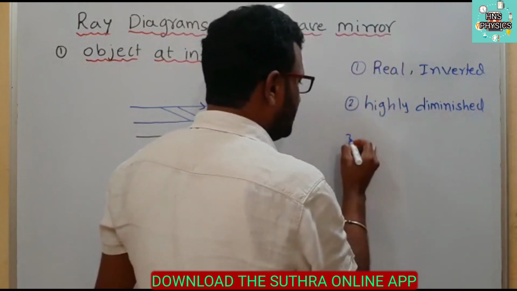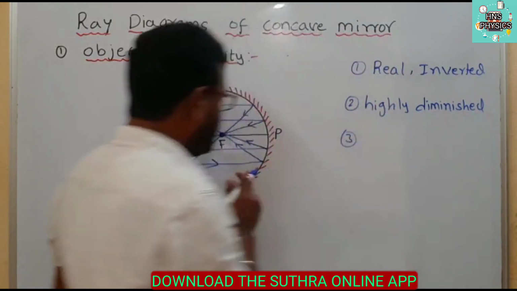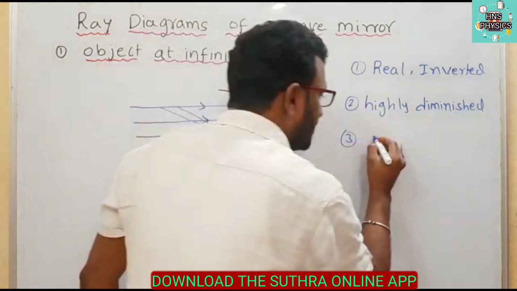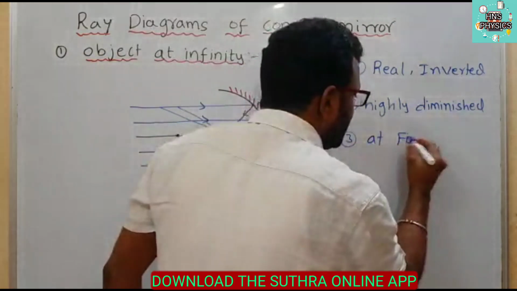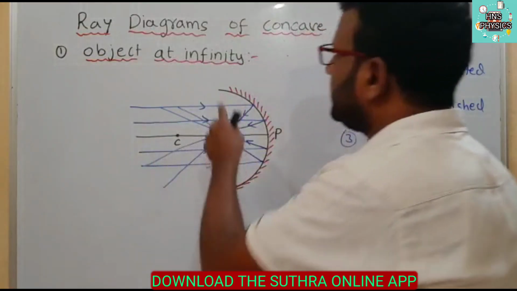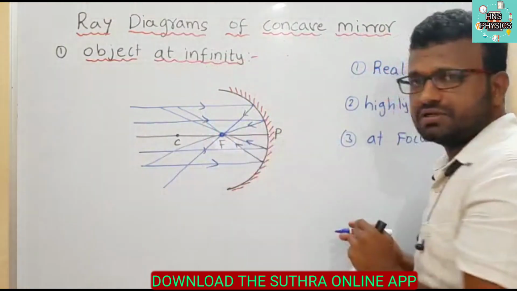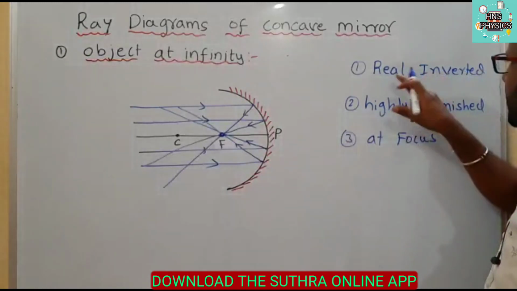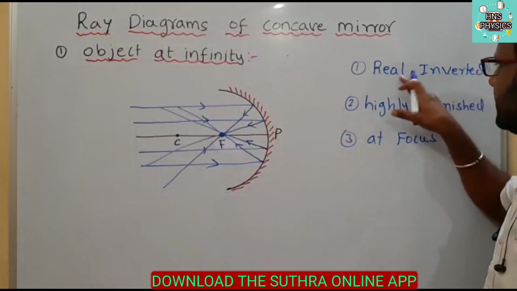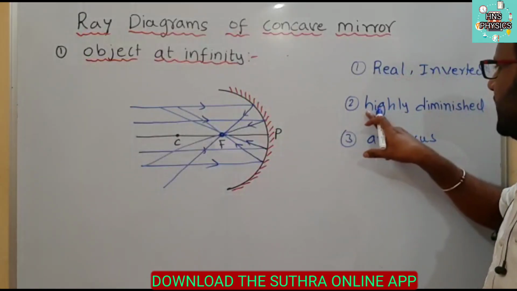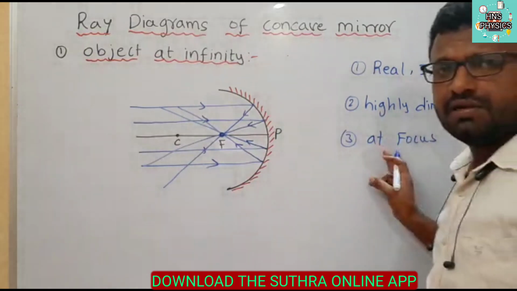Next, the third point: where is that image formed? The image is formed at the focus. The object is located at infinity, but the image is formed at the focus. So these are the characteristics. The nature is real, inverted. The size is highly diminished. It is formed at the focus.